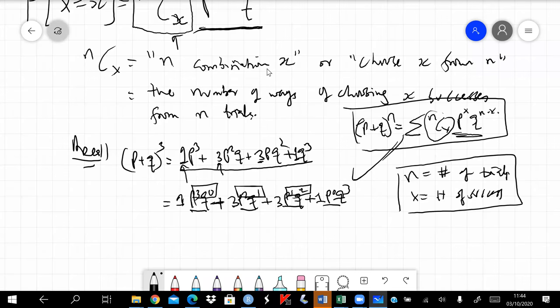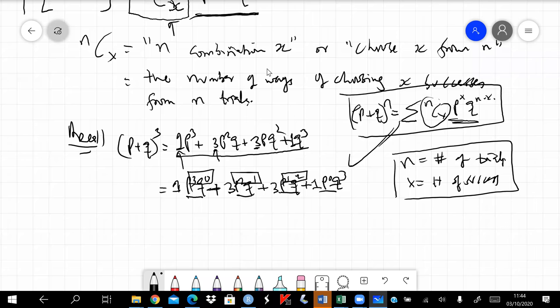So when you look at this expression, when n is equal to 3, we have some coefficients here, and I want us to pick on these. This coefficient 3 here means that there are 3 ways of choosing. How many successes? This is the number of successes. 2 successes. 2 successes in how many trials? This is the number of trials. The sum of the powers is the number of trials, in 3 trials.